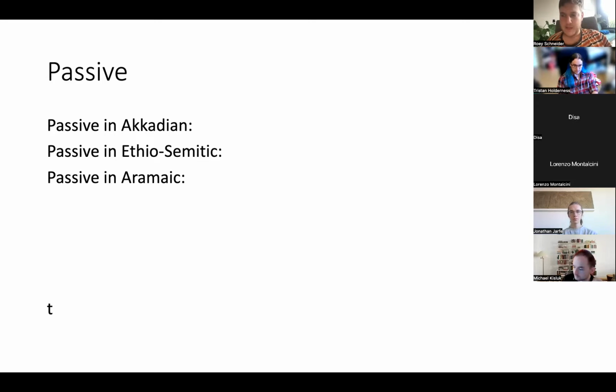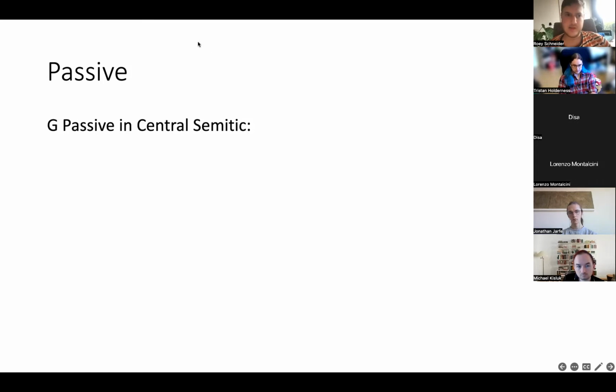Since this is such a wide distribution of T used as a passive voice, we have to ascribe it to something very ancient. But in the other languages, we have different passive forms. So in Central Semitic, does anyone want to say or remember? Okay. Anyway, in Arabic, there's a passive voice for every verb.